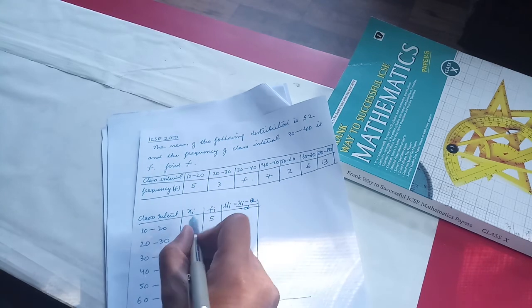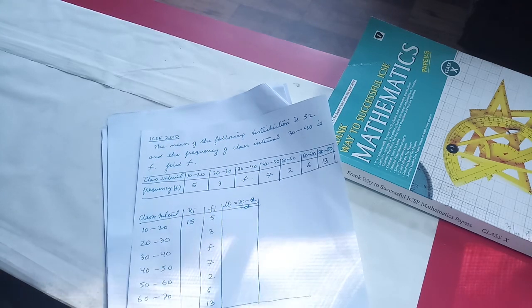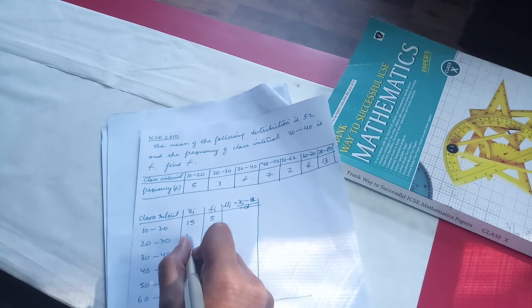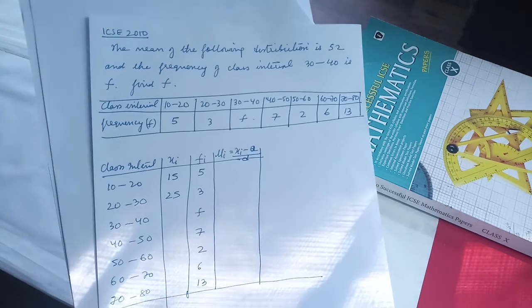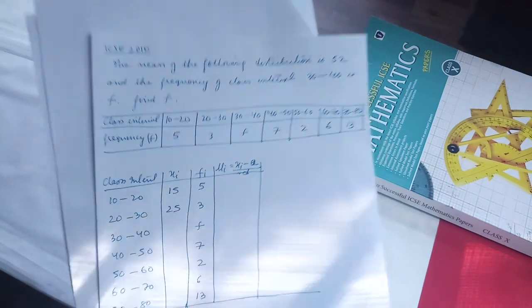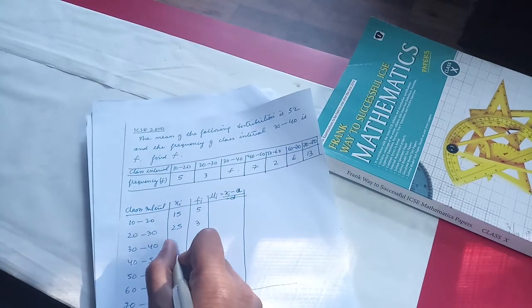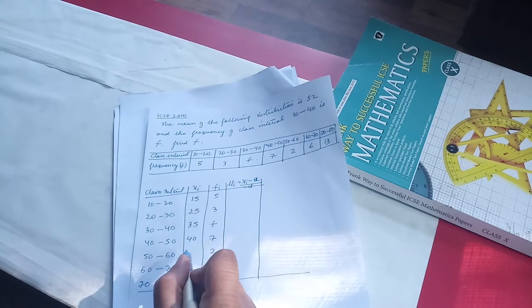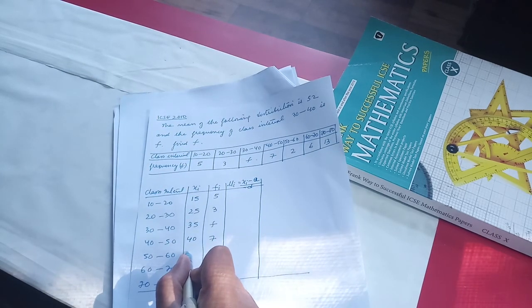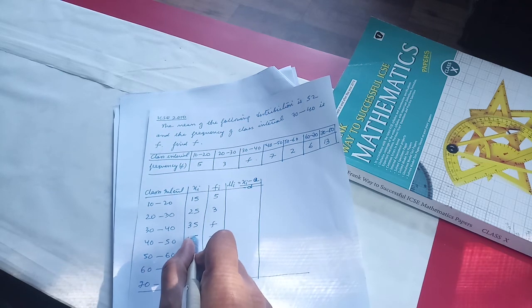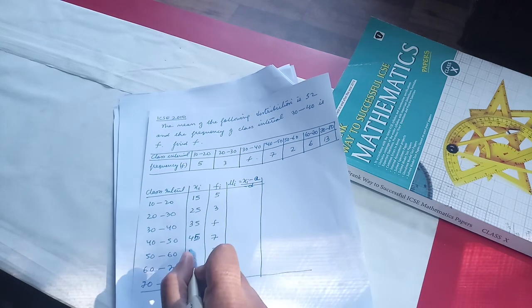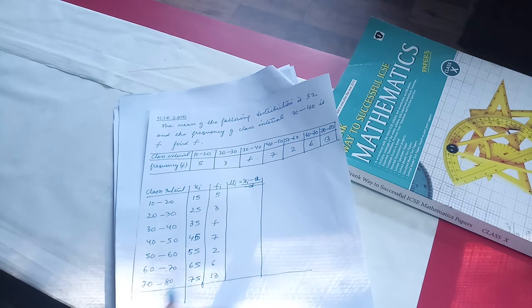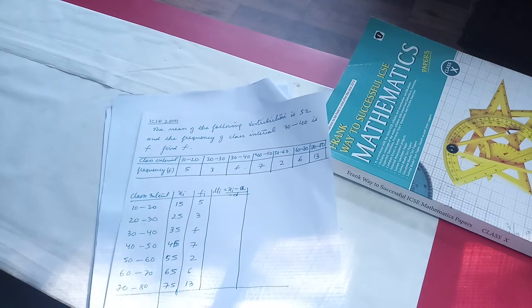10 plus 20 is 30, divided by 2, it is 15. 20 plus 30 is 50, 50 divided by 2 is 25. Now see, there is a difference of 10 from 15 to 25, so you go on adding 10. 35, 45, you have to go on adding 10. 55, 65, and 75.